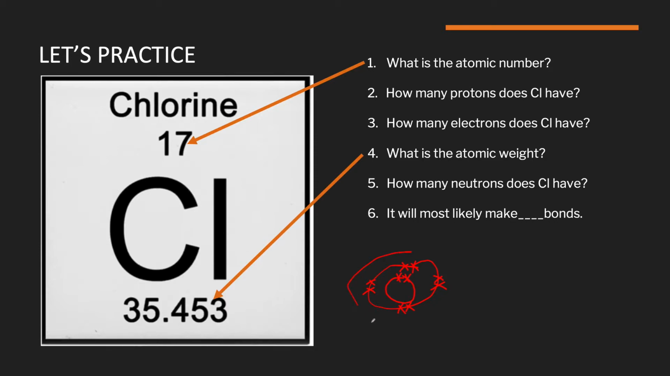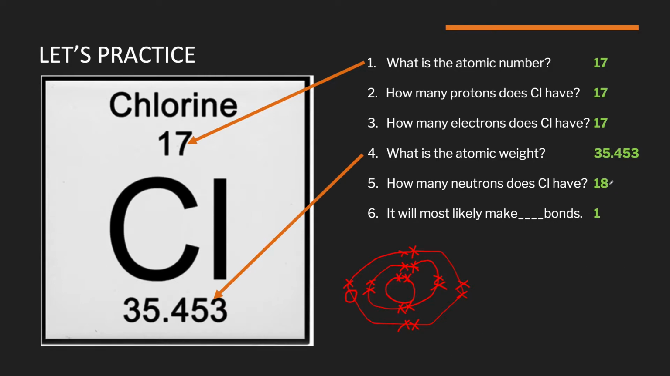So that means we've got to draw another shell, and in that last shell, if we've got to get up to 17, then we have 7 more. So 2, 4, 6, and 7. So you can see in order to be full, it just needs to make one more bond right here to have a full shell. So it's likely to make one bond.